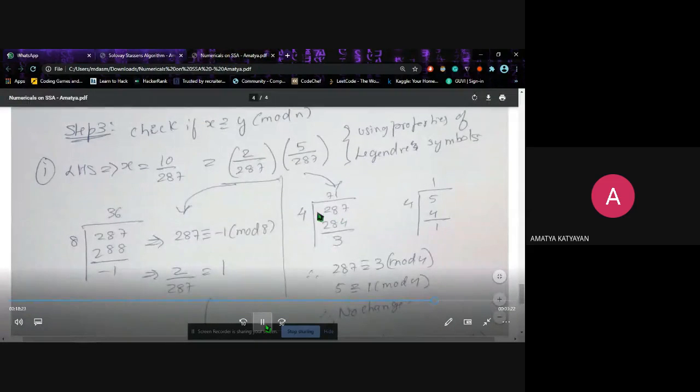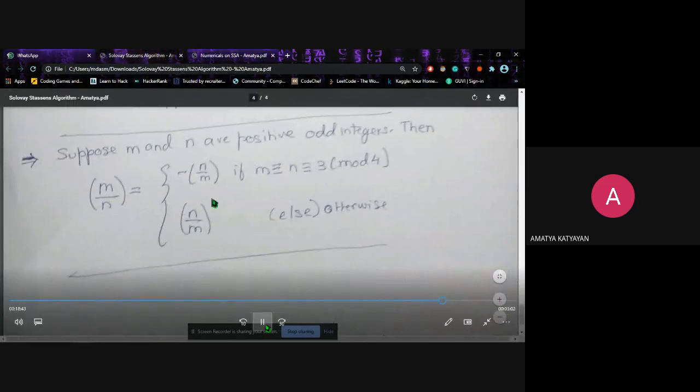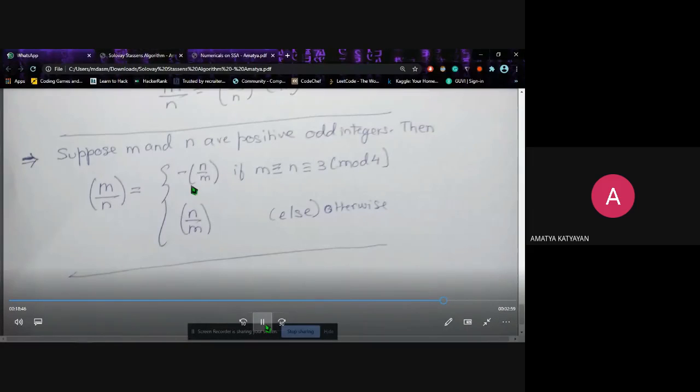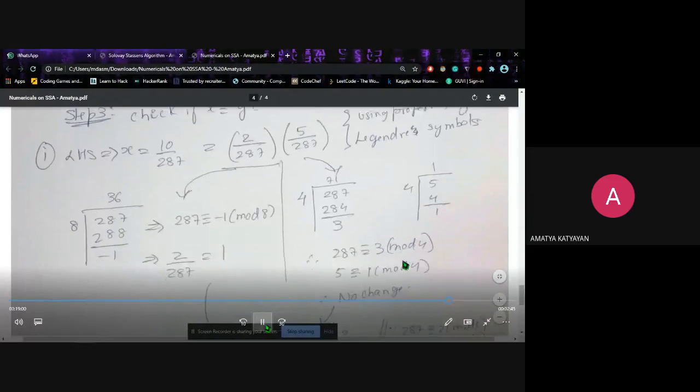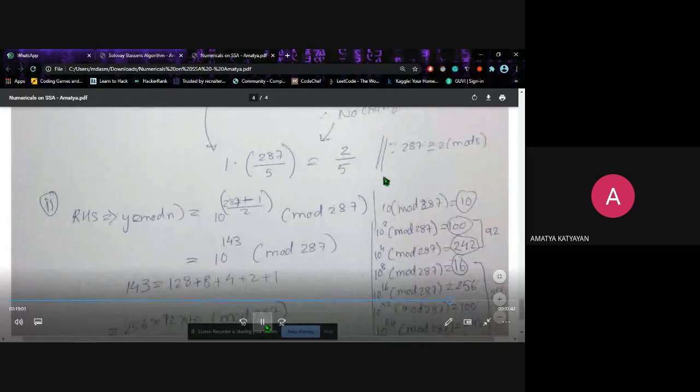As you see, on dividing 287 by 4, you are getting the remainder as 3. But on dividing 5 by 4, you are getting the remainder as 1. So both these are not equal. We can also write this as 287 is congruent to 3 mod 4, and 5 is congruent to 1 mod 4. So since both are not equal, there will be no change, that is, no change in sign. So we come under the otherwise category. We write m by n as n by m. So we write 5 by 287 as 287 by 5. So that's what we wrote.